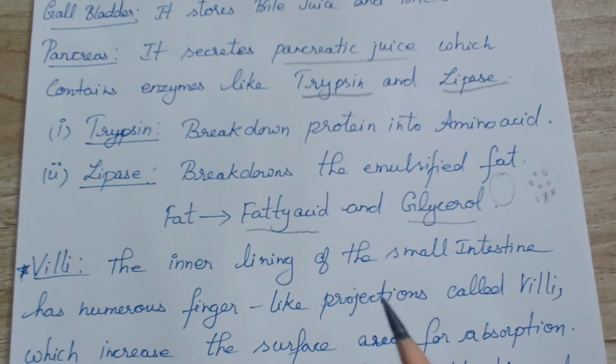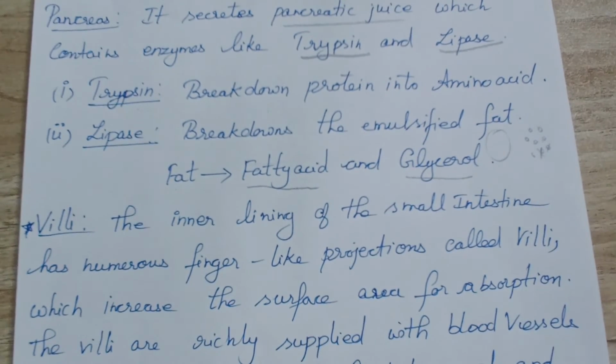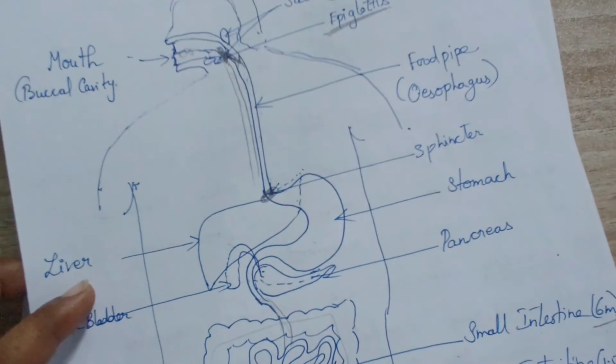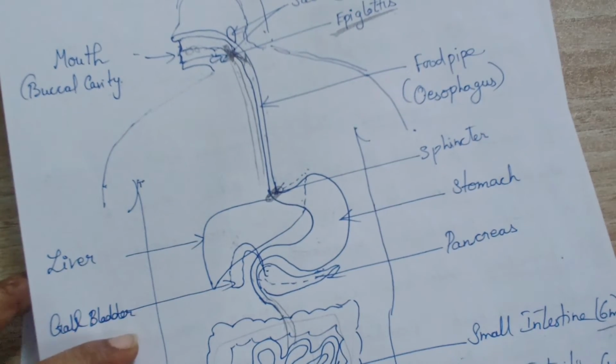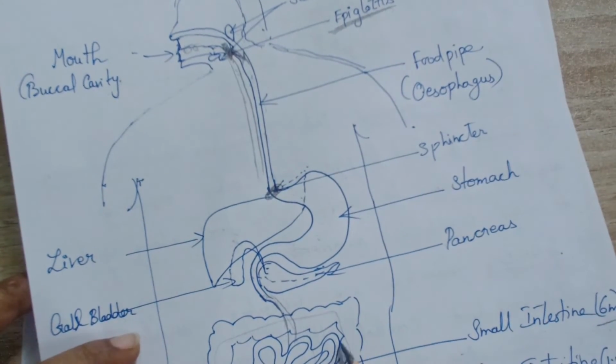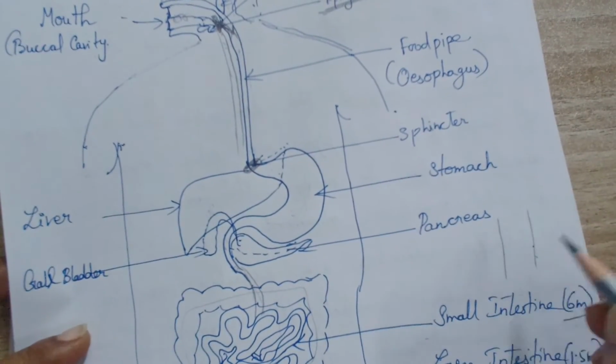Then what is the next process? Ingestion is over, digestion is over. Next one is absorption: how the simpler molecules are absorbed into the body. So in the small intestine, since it is a long one, after digestion it will be absorbed, right? Here this is a small intestine.